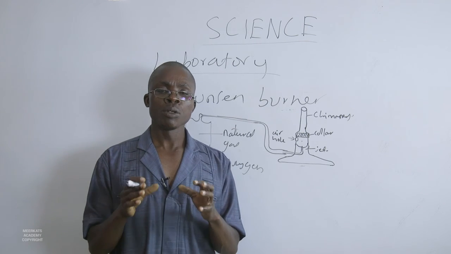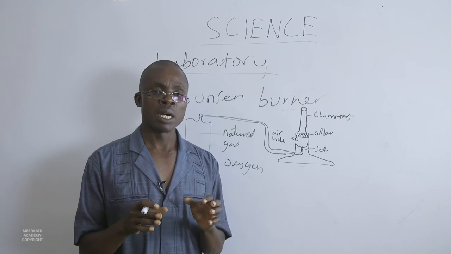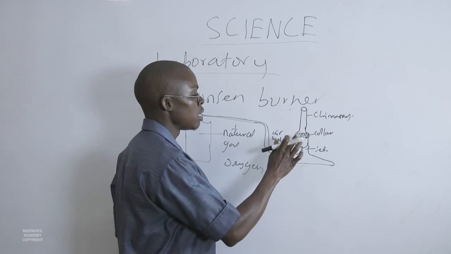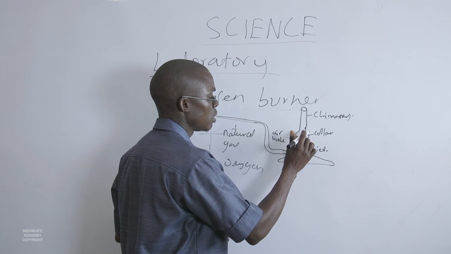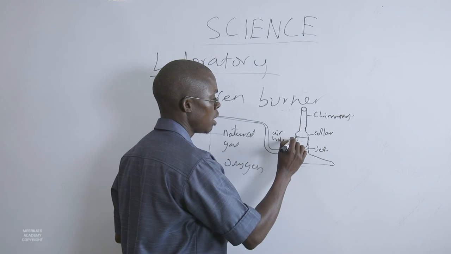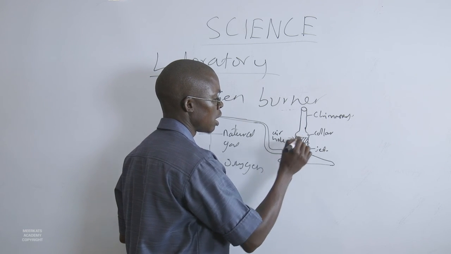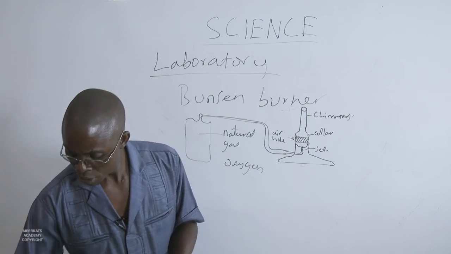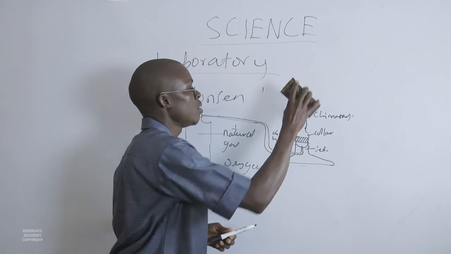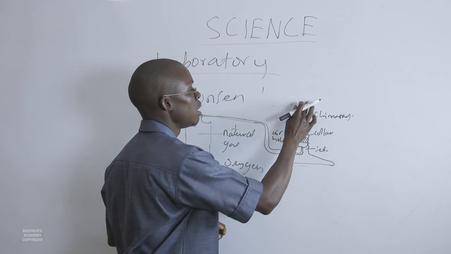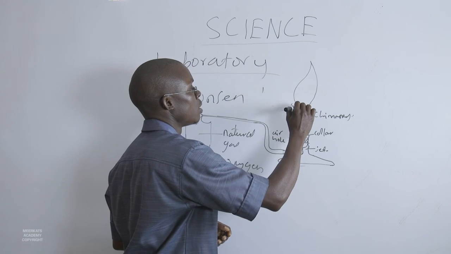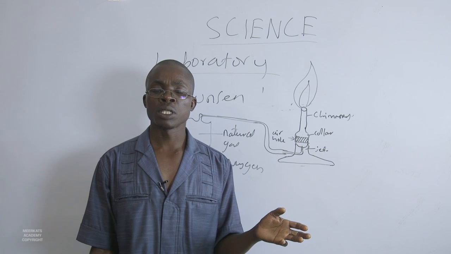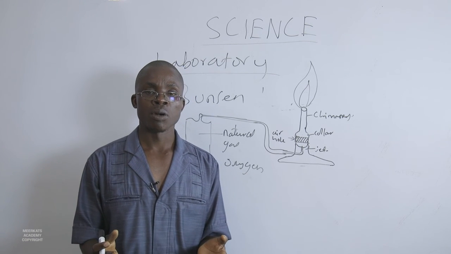Now, when putting off a Bunsen burner, never put it off when the air hole is open as it is. Make sure the collar has been rolled down until it covers the air hole. In that case, the flame you will be having on top will be a bigger flame, which is luminous, very visible.